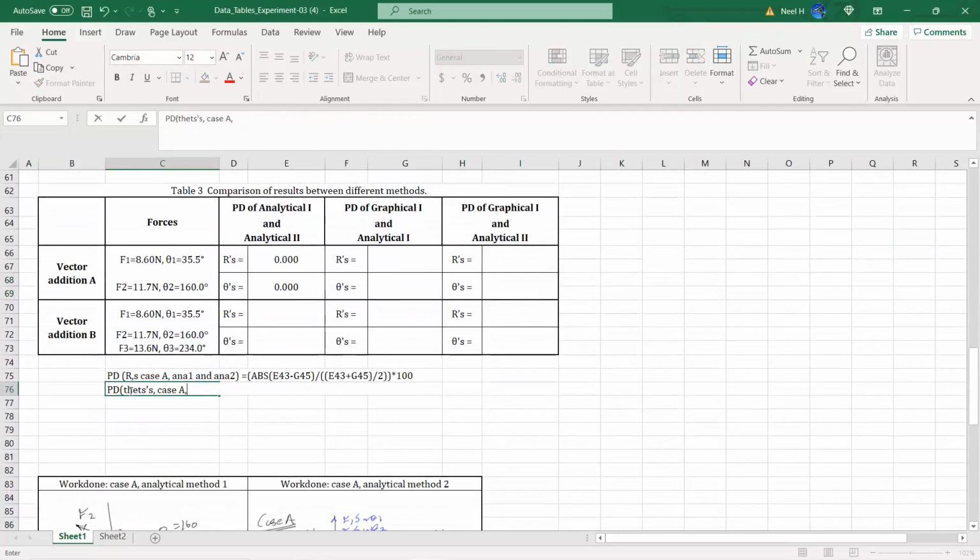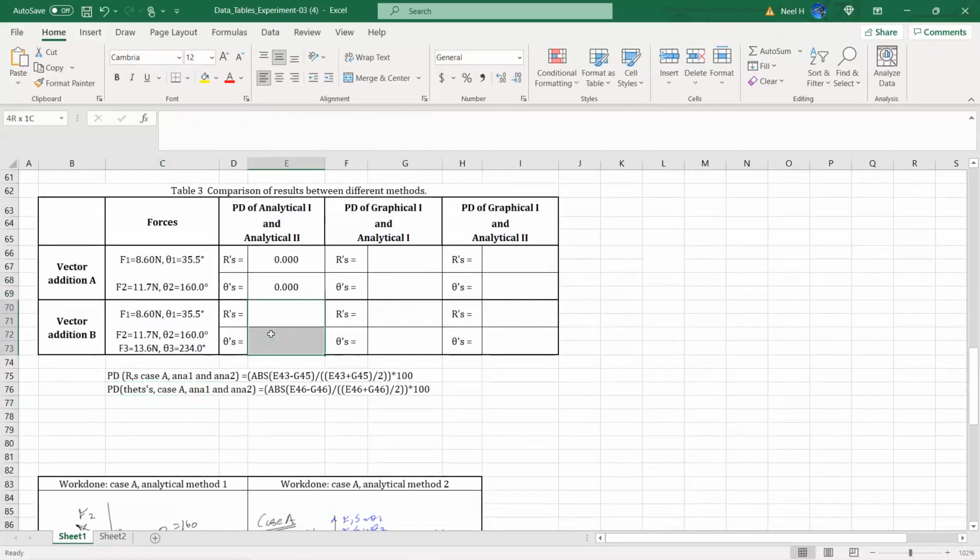Okay, say we are comparing analytical 1 and analytical method number 2. Then you do that for the next case B right here. I will not repeat, you can do that. But we will repeat that for graphical number 1 method, which is the tail to head method, against analytical method 1, that is from the first table and the second table.